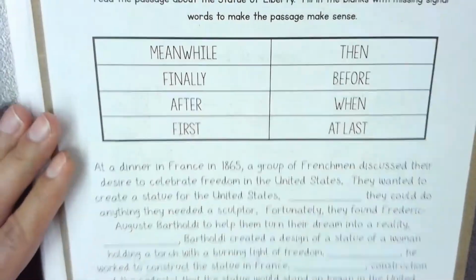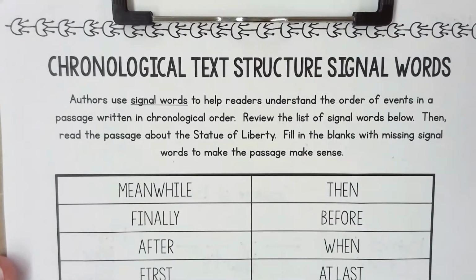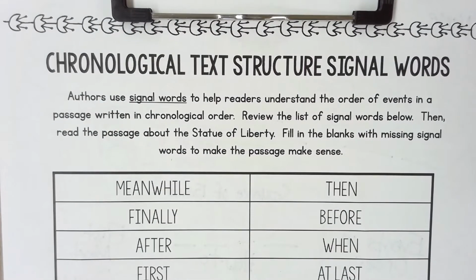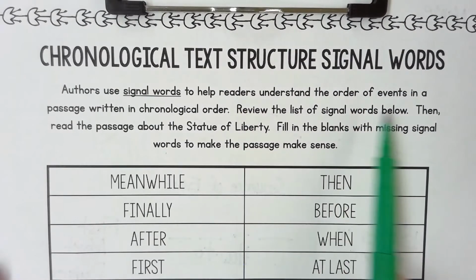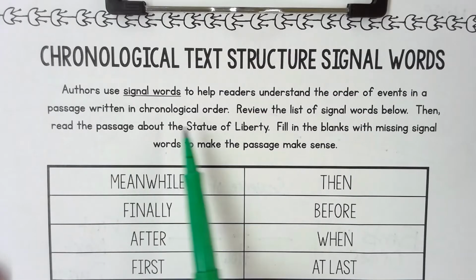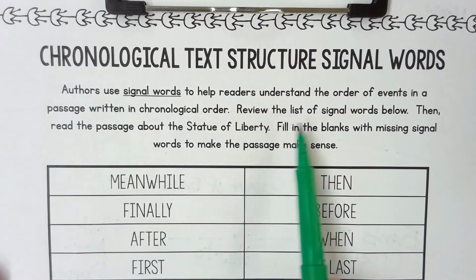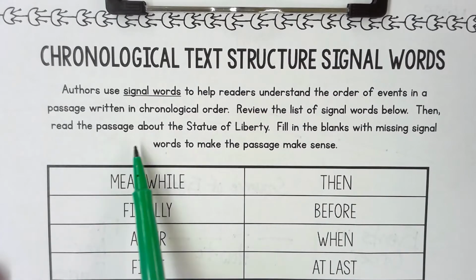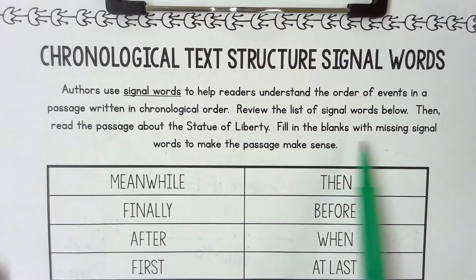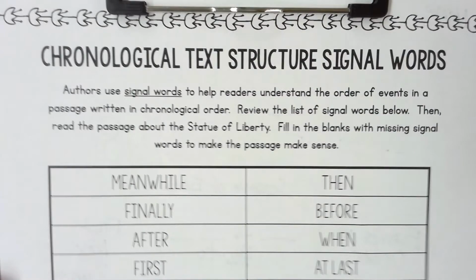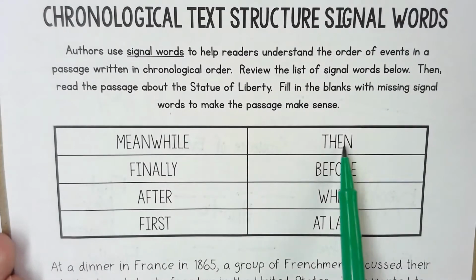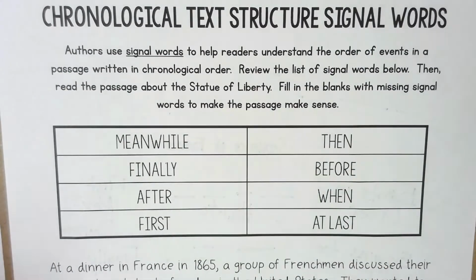We're looking at our chronological text structure signal words. Authors use signal words to help readers understand the order of events in a passage written in chronological order. Review the list of signal words below. Then read the passage about the Statue of Liberty. Fill in the blanks with missing signal words to make the passage make sense. We have meanwhile, finally, after, first, then, before, when, at last. So let's get started. Please follow along with me.